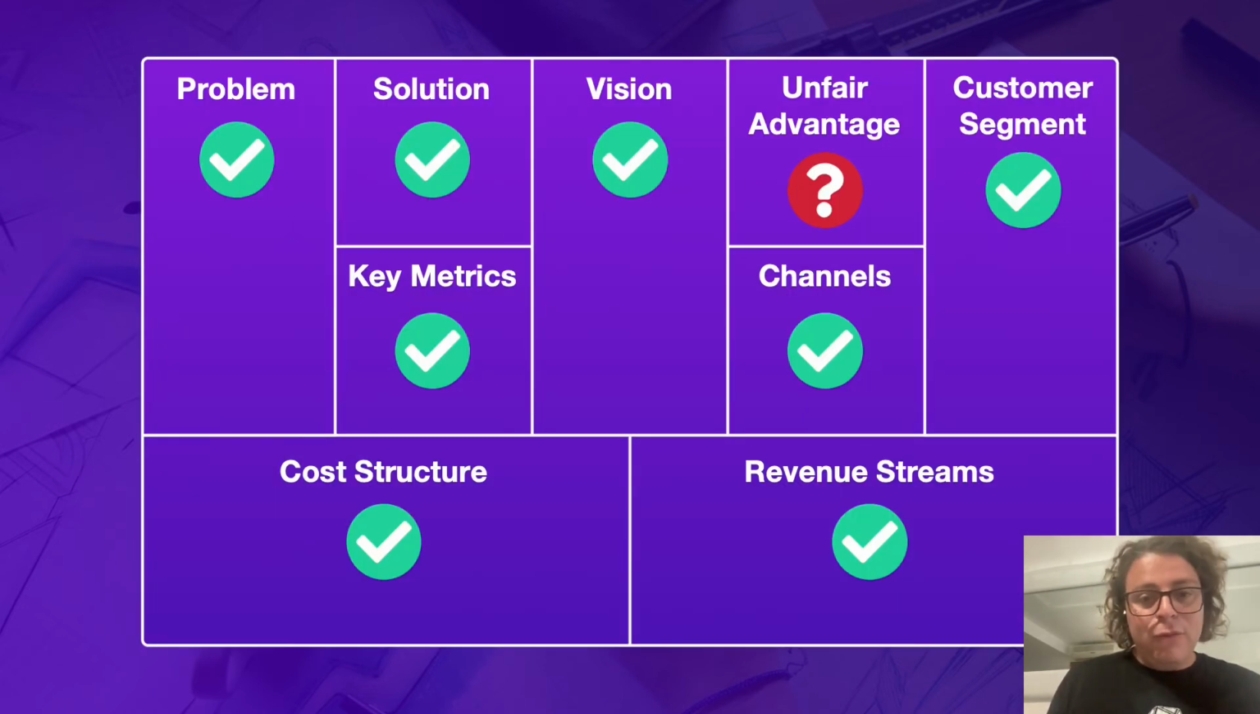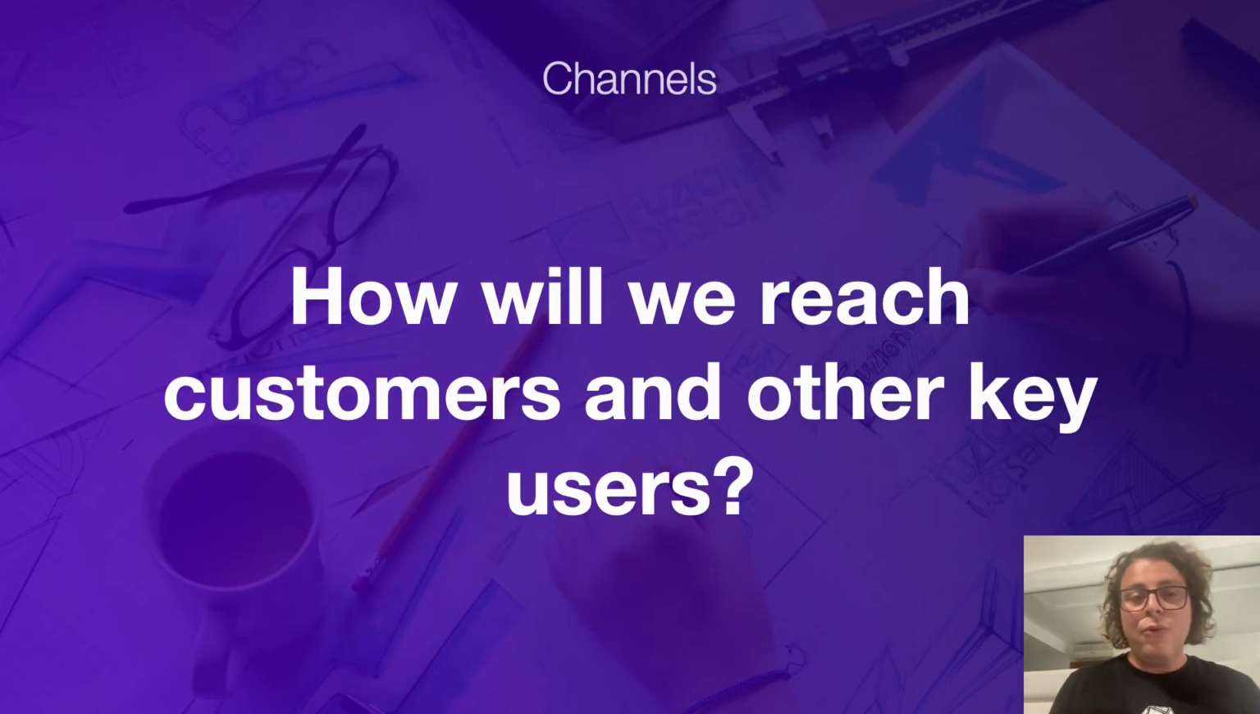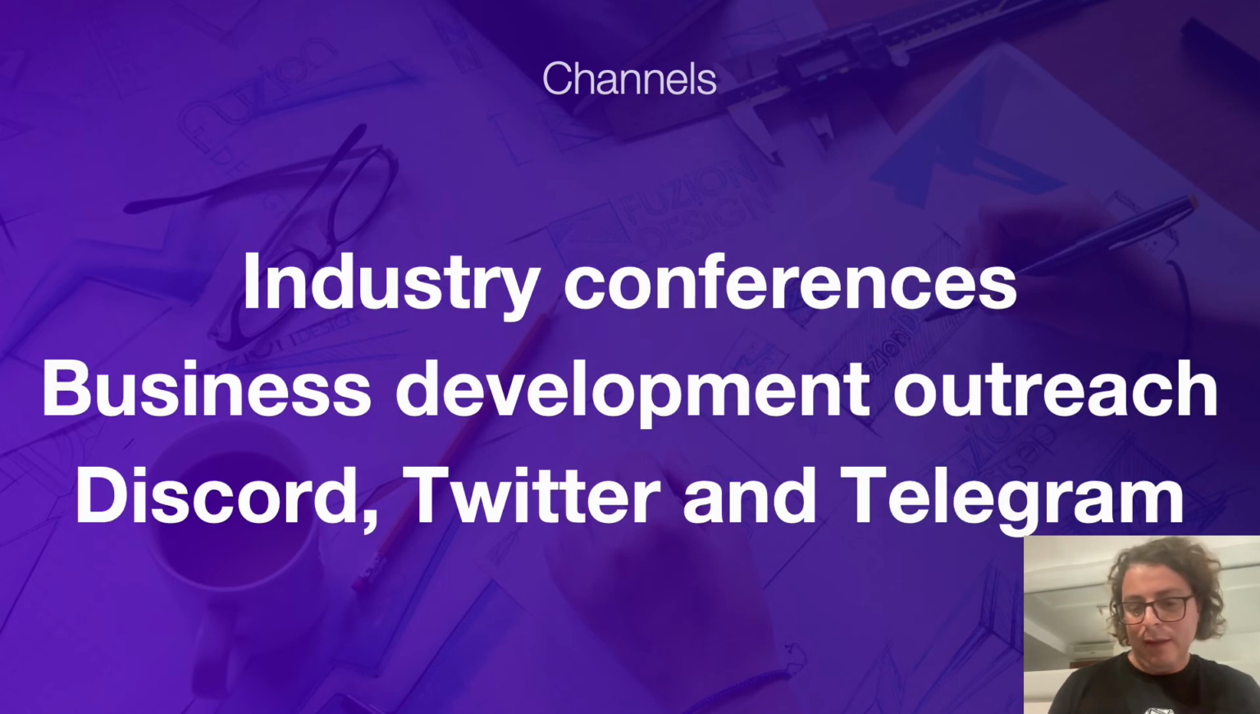And then we have to discuss the channel. So how are we going to reach the customers and other key users? In Kleros, we spend lots of time and effort trying to reach potential partners, like protocols who might potentially outsource or delegate their resolution processes to Kleros. And we do this through participating in industry conferences, doing lots of business development outreach, and of course a lot of Discord, Twitter, and Telegram outreach. So this is very common for most of the, of course, Web3 projects.